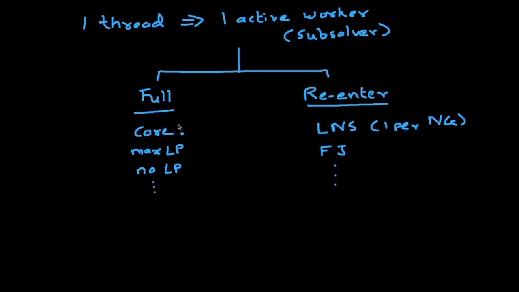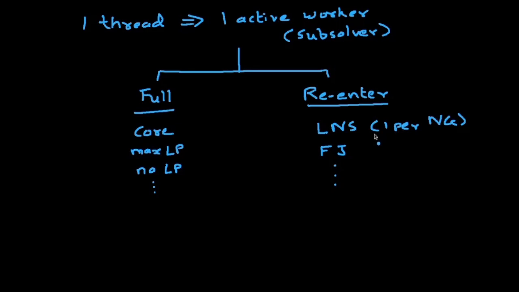What do I mean by that? Let's say I have one thread that is assigned to max LP. Then throughout the solving process, for that thread, only max LP will be active. That is not true for re-entering type of subsolvers. LNS falls under this re-entering type, where they solve subproblems. Since it's a subproblem, one LNS subsolver is only active for a part of the full solving time.